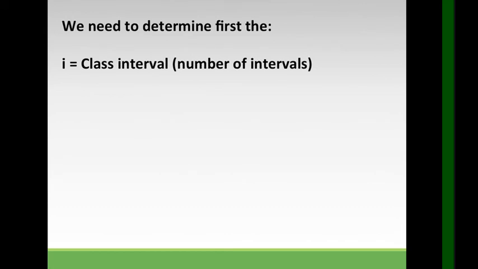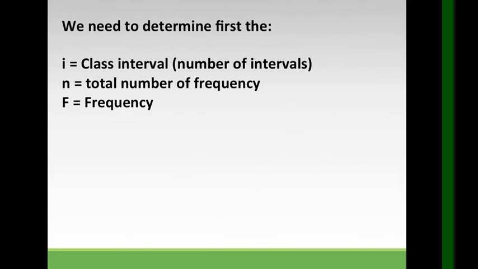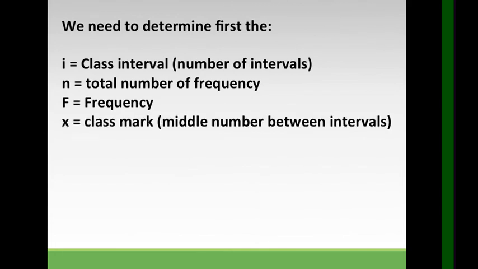So first thing to do is, first we need to determine the following. Number one, i is equal to the class interval, meaning it is the number of values per interval row. And then N is equal to the total number of frequencies. f is the frequency. x is equal to the class mark, or the middle number of the interval. f of x is the frequency times the class mark.